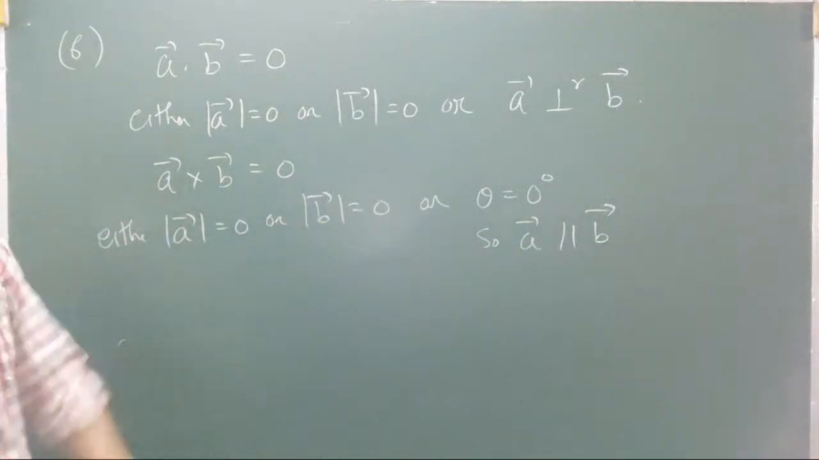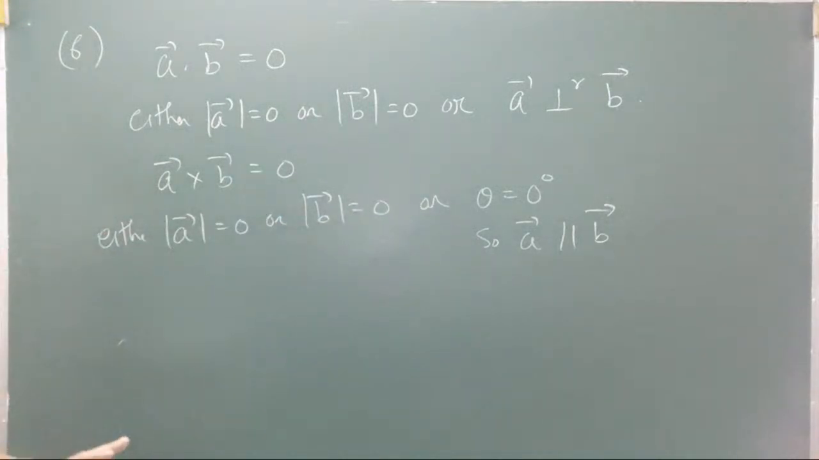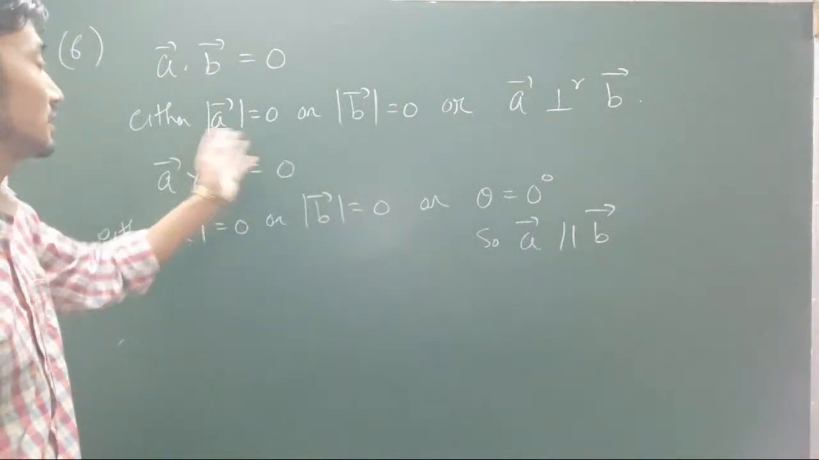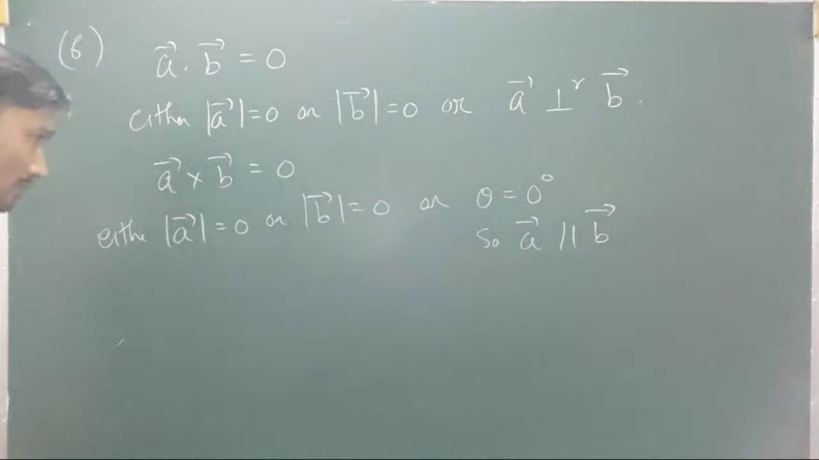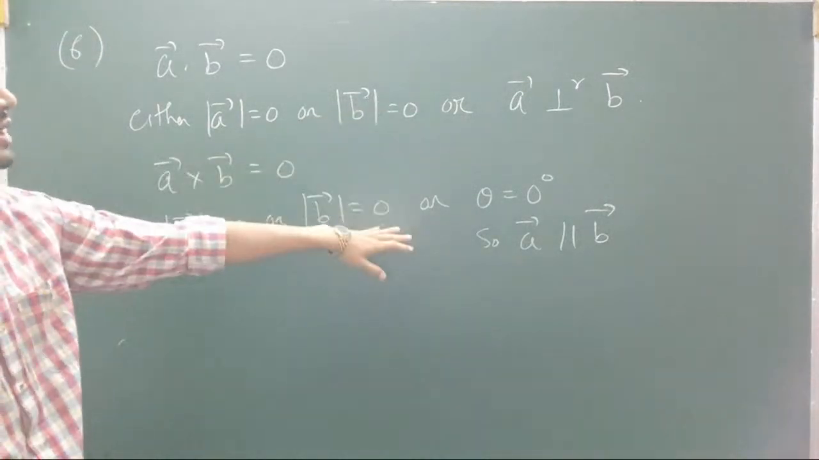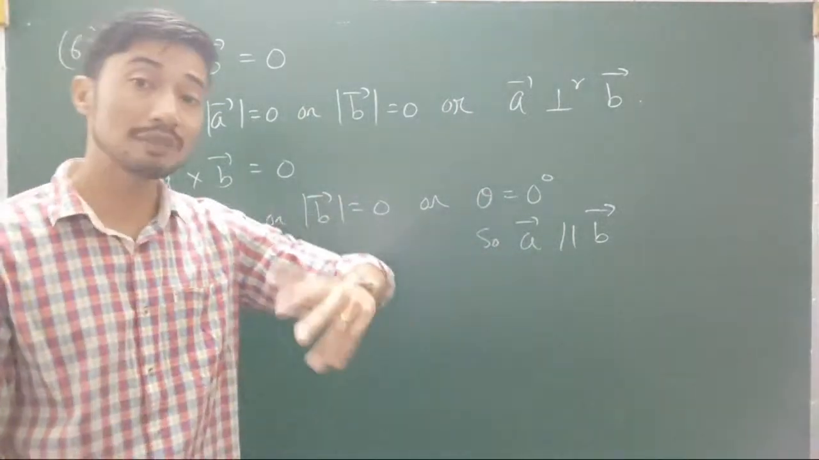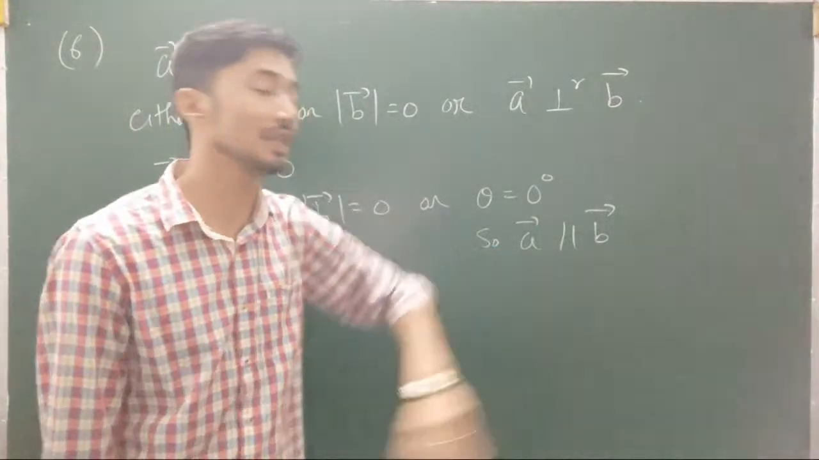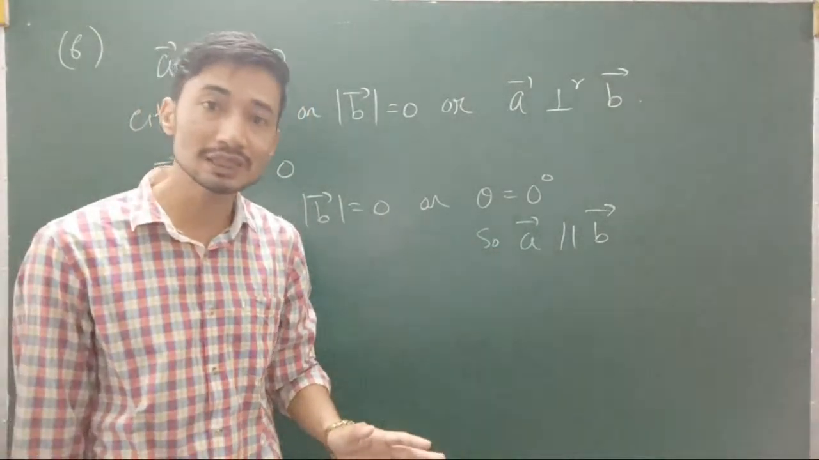Now have a look at this. This is what is given in the question, and then they are asking us, with these two results, what can you conclude about the vectors a and b? Now you see, we have two results here. Either this or this, but two vectors simultaneously cannot be perpendicular to each other as well as parallel to each other. That's practically not possible, isn't it?